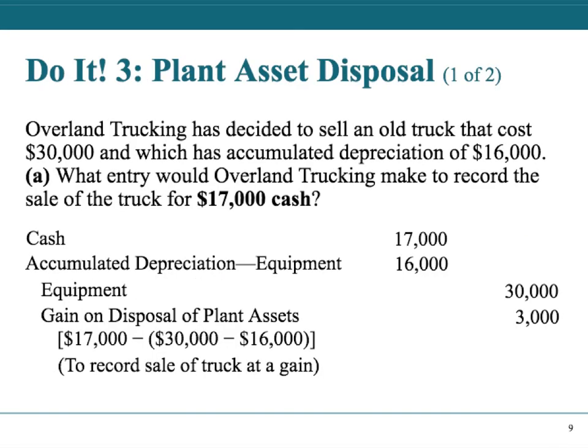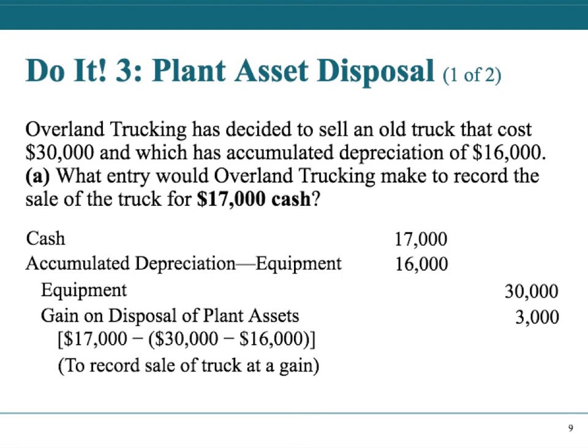Okay, so one other quick example. We decided to sell an old truck. Cost, I've got to remove this little box up here. Cost is 30, accumulated depreciation 16, and the truck sold for 17. So we're going to assume, since they didn't give us anything else, that depreciation is up to date. So check that depreciation is up to date.